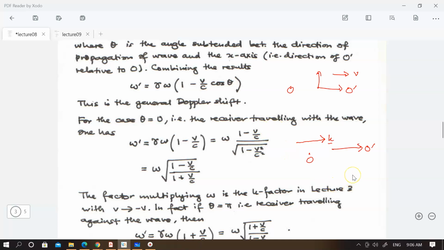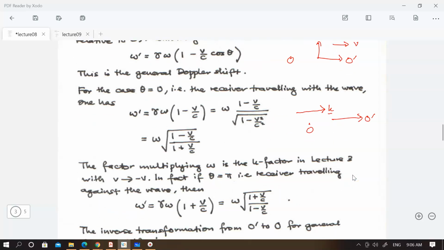And you can also consider the case where theta equals pi. That means essentially what's going to happen over here is that here's the propagation of your light, and your frame is moving with respect to O in this direction. So that will give you just replacing your v over here by minus v, and essentially we get this.